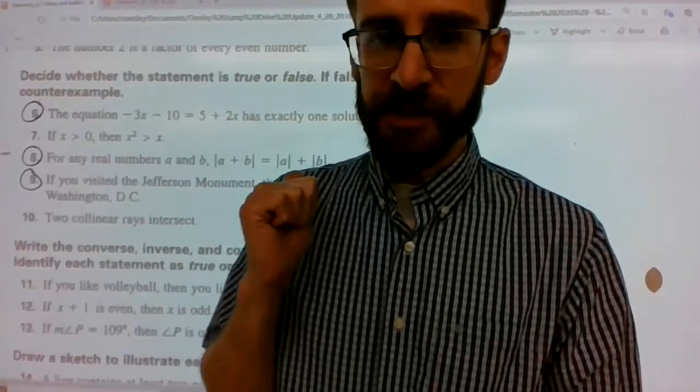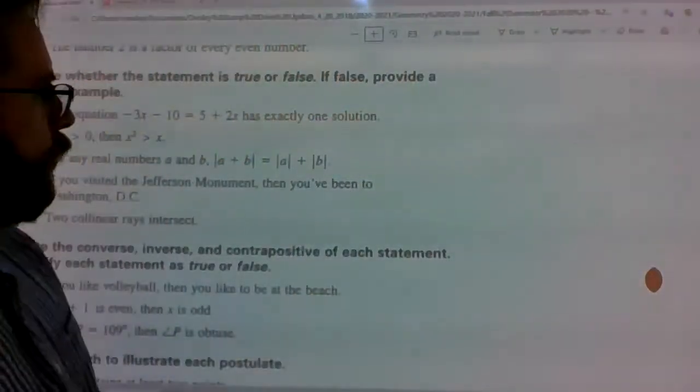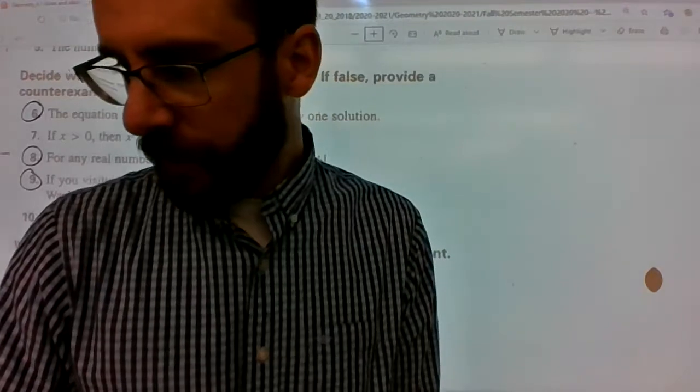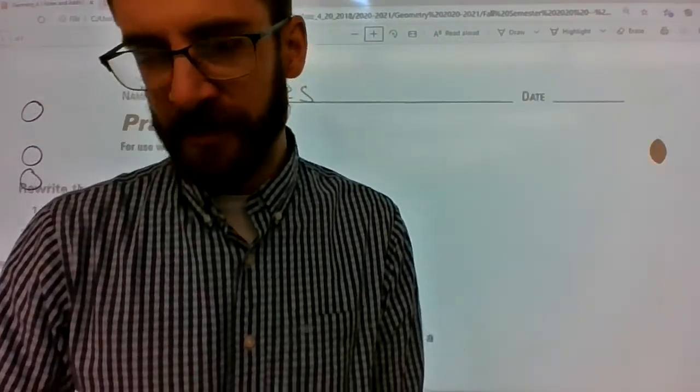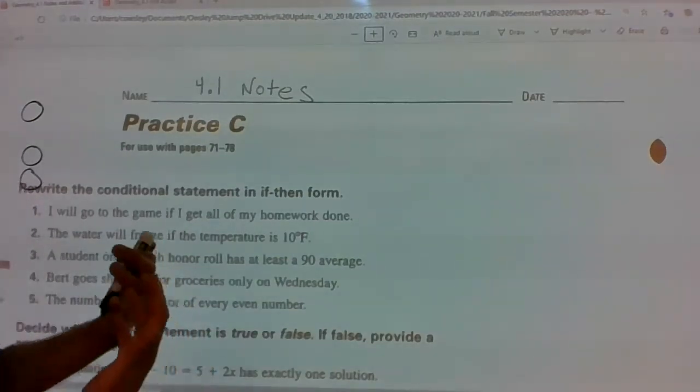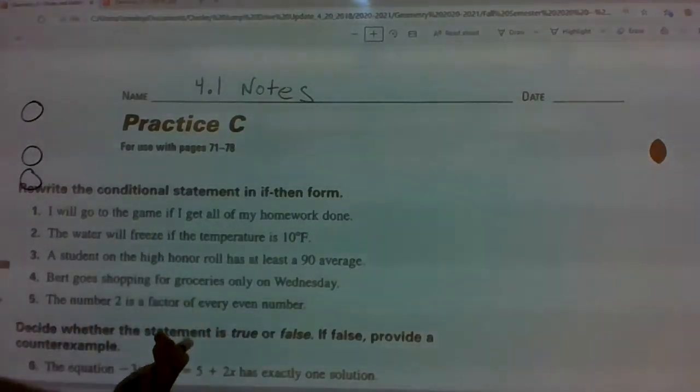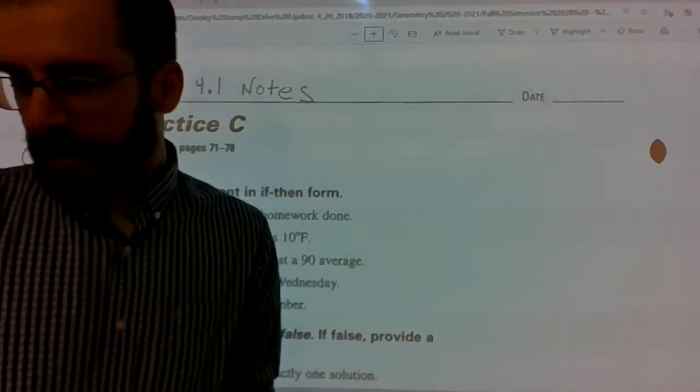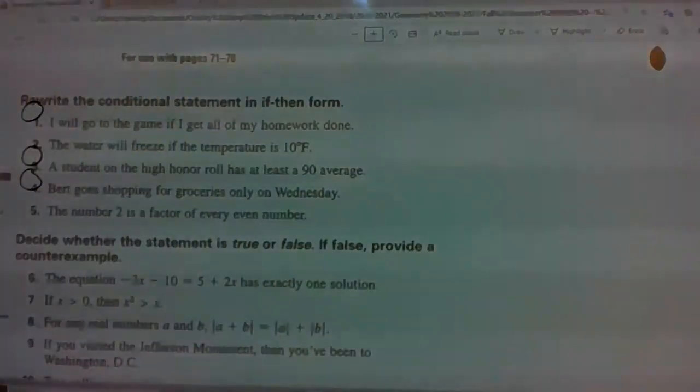Hello, Geometry. This is part 2 of the 4.1 notes section. We already talked about the first 5, which was basically just, can you write these as if-then statements and then determine the hypotheses and the conclusions of each statement? Well, we're gonna delve into 2 other sections here.